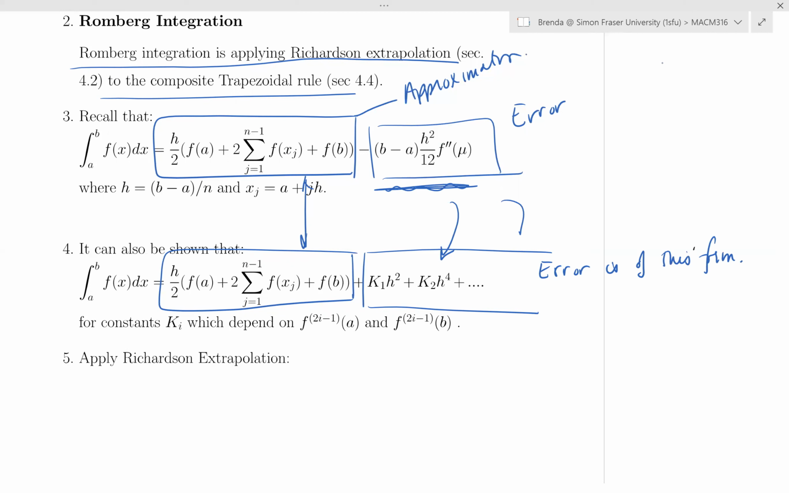Why is this important? Why does it matter if it's of this form or not? Exactly, right? Once we get an error that looks like this, then we're like, yay, we can use Richardson's extrapolation. So we're going to do that.